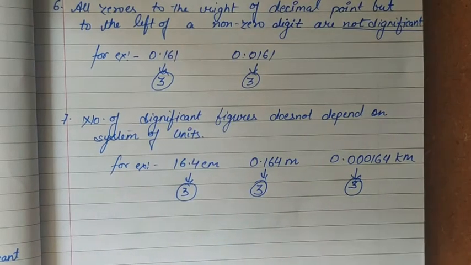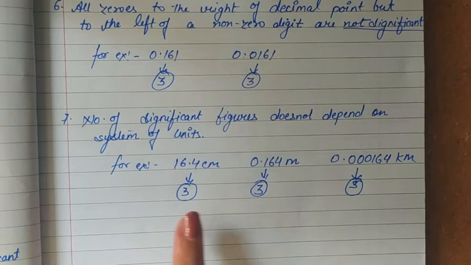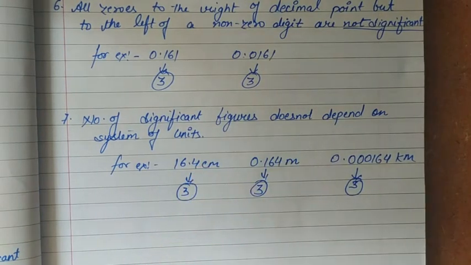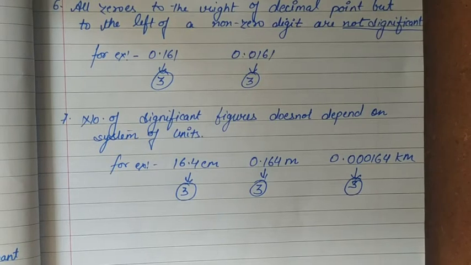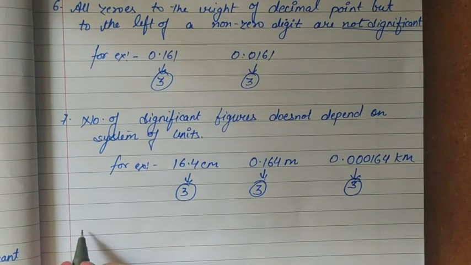That means the number of significant figures present in a measured value will remain the same if we convert it from one system to another. If we change the measuring system of a quantity, it will not affect the number of its significant figures. It will remain the same in all the units, in all the systems. Okay, so these are the rules to find the number of significant figures. Now let's see some examples.